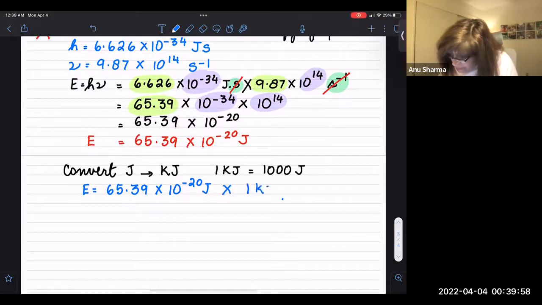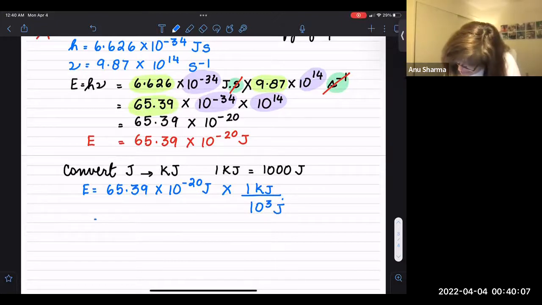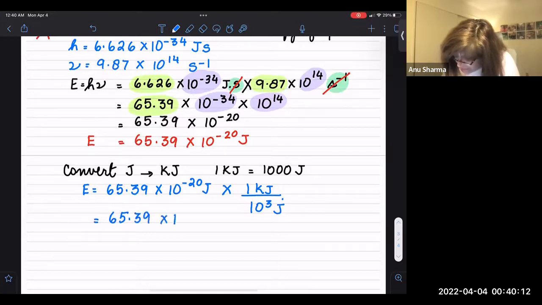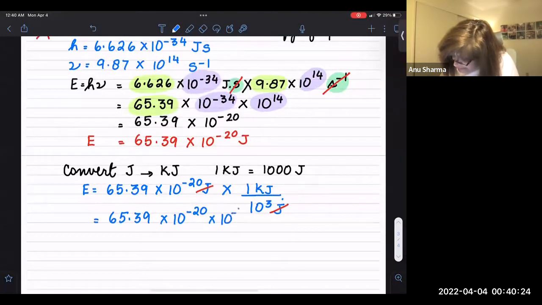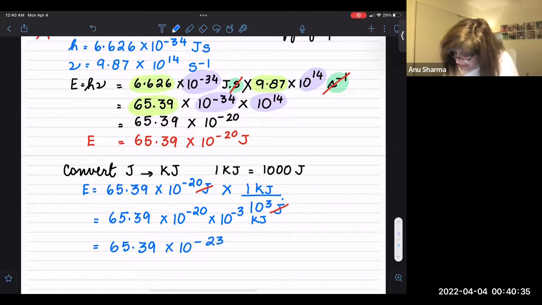We know that 1 kilojoule is equal to 1000, which is 10 to the power 3 joules. So when you bring this, just keep it as 65.39 into 10 to the power negative 20. And remember that these joules and joules cancel out, and you're just left with the kilojoules. And this into 10 to the power negative 3, this whole thing is kilojoules. So in other words, this becomes 65.39 into 10 to the power negative 23 kilojoules. So this is just the ease of calculations.